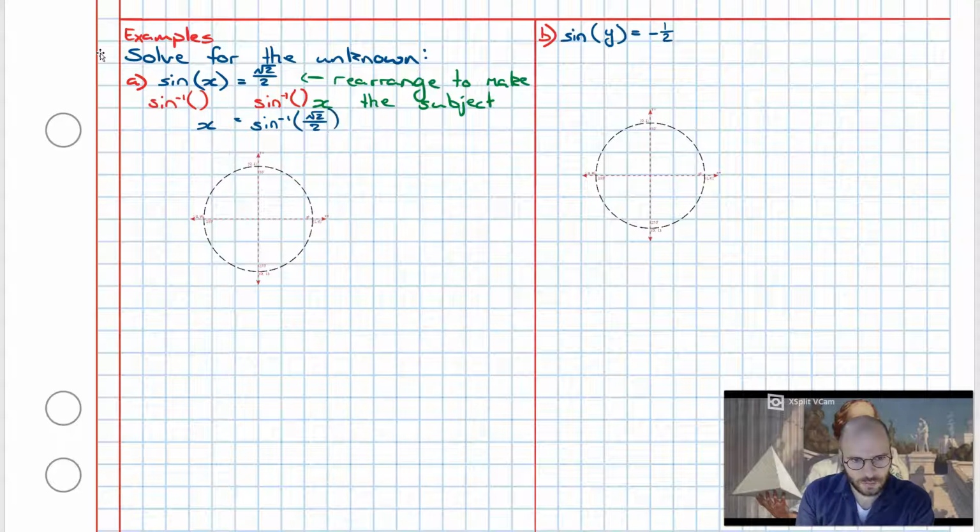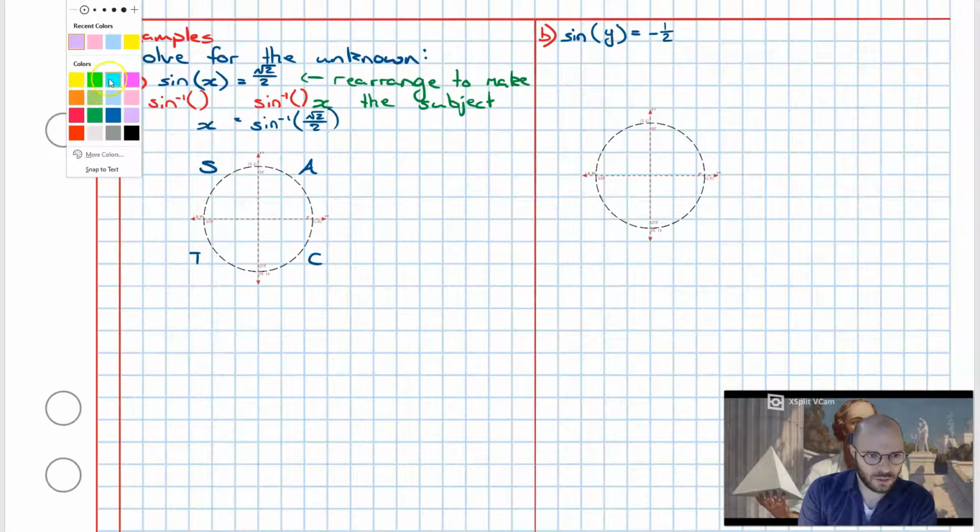Now the next step involves a bit of visual understanding. So what I recommend doing is drawing a little unit circle like so. You don't have to annotate all the details on it, but just a simple unit circle is all you're going to need. And then we're going to write the mnemonic, so all stations to central.